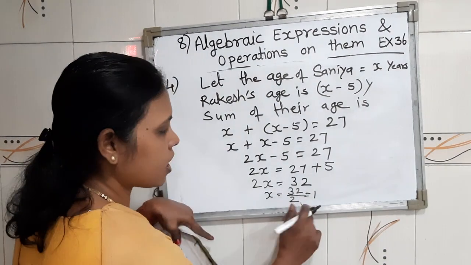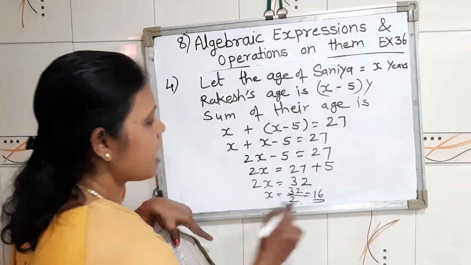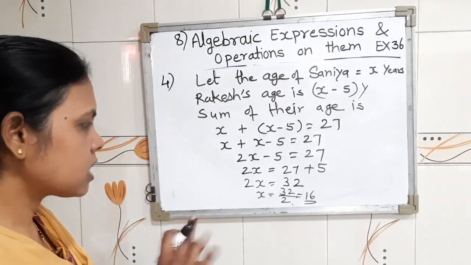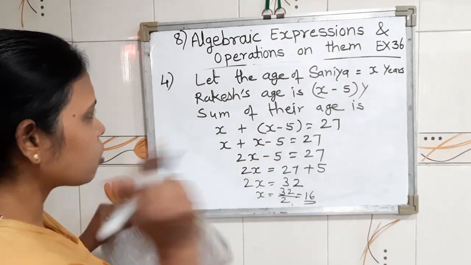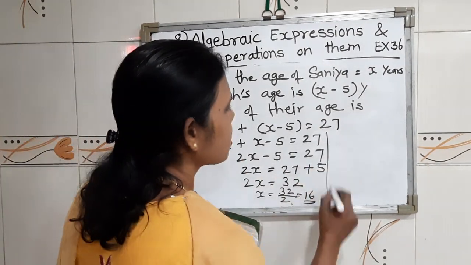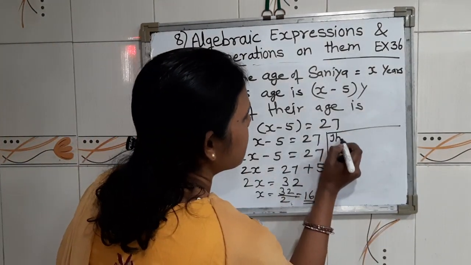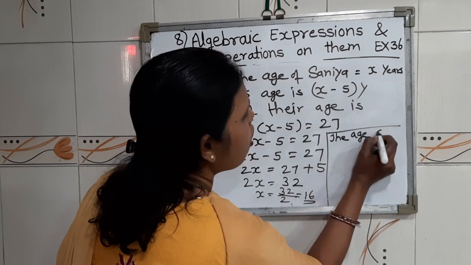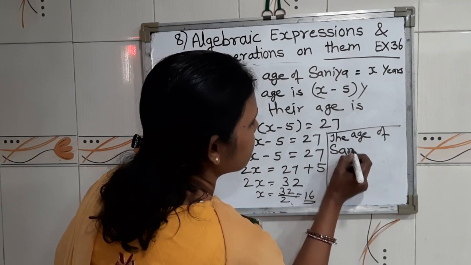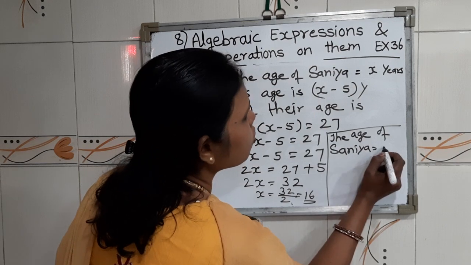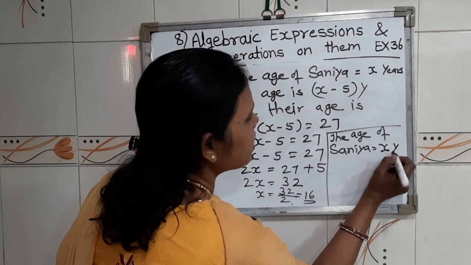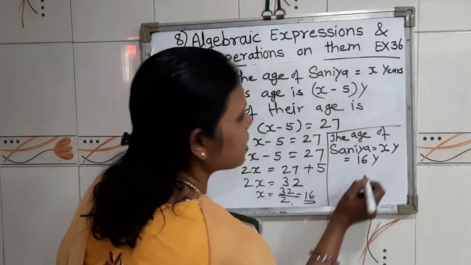Answer is 2 1 are 2, 2 6 are 12. The value of x is 16. So children, what will you write? You will write the age of Sania equal to x years, equal to 16 years.